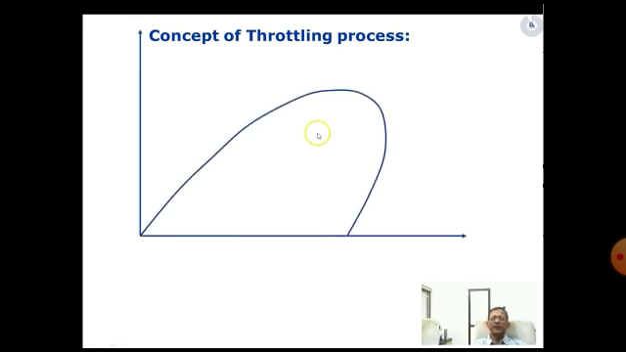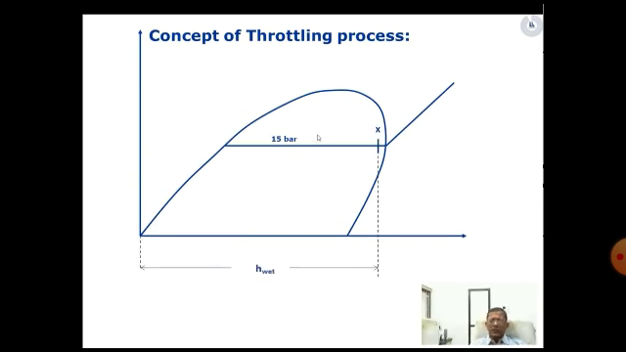So again, take the reference of a T-H diagram. Let us say this is an imaginary 15 bar pressure line, and we have a steam with the dryness fraction x here. Since x is not known, we cannot calculate the h wet, or vice versa. Since h wet is not known, we cannot calculate the dryness fraction x, because at 15 bar we know the corresponding hf and hfg from the steam table.